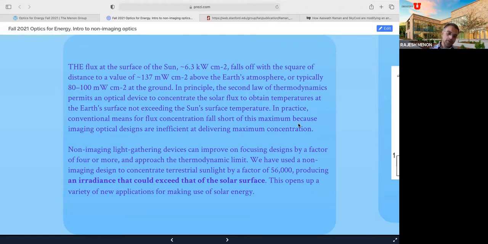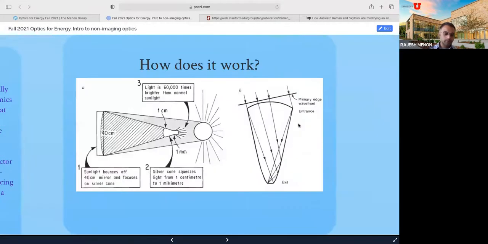They essentially used a non-imaging design, which we'll see shortly, to concentrate terrestrial sunlight by a factor of 56,000. That's a pretty incredible concentration factor, producing an irradiance that could exceed that of the solar surface. That's the remarkable thing here. This opens up, of course, new applications of making use of solar energy. And it certainly has, and it's one of the key units used in concentrated solar power, in very high efficiency concentrated solar power. For instance, things we are thinking about for the moon, a permanent base on the moon, and Mars missions and so on. Now, how does it work?